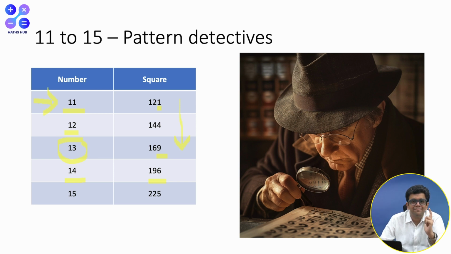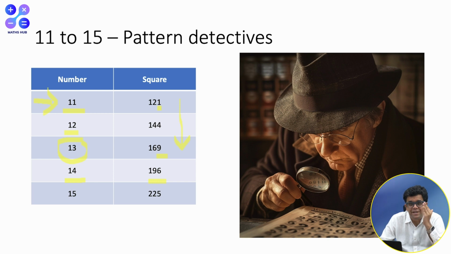This is the pattern when you are calculating squares for 11 to 100 and beyond. For numbers ending with 1, square will end with 1. Number ending with 2, square will end with 4. Numbers ending with 3, square will end with 9. Numbers ending with 4, square will end with 6. Numbers ending with 5, obviously square will end with 5.